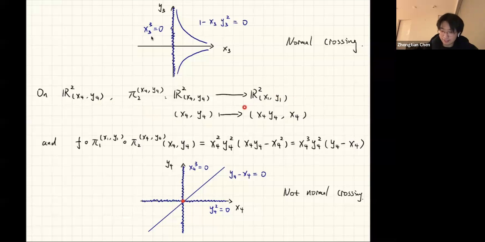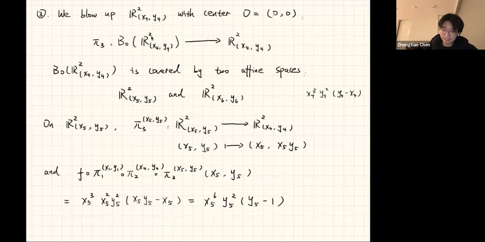Then on another chart, we do the same thing. We compute the polynomial on that chart, which is this one, and we plot it. And this origin is not normal crossing, right? For in R2, the normal crossing is locally defined by monomial, but in R2, it will just be intersection of 2 lines instead of 3, right? So this is again not normal crossing.